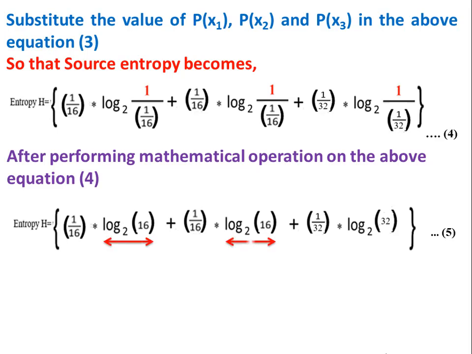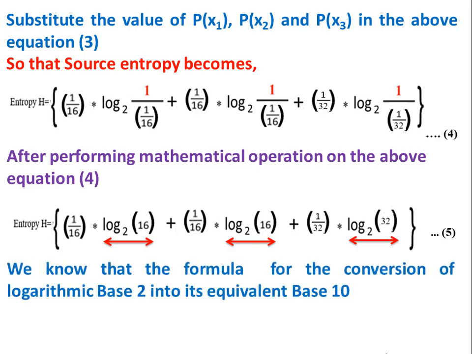These are the 3 logarithmic terms which have to be converted into base 10 by using a formula, that is log of a to the base 2 is equal to log of a to the base 10 divided by log of 2 to the base 10. After conversion of these logarithmic terms into base 10, we will get log of 16 to the base 2 as 4 and log of 32 to the base 2 as 5.